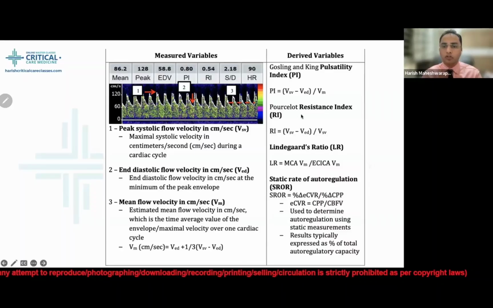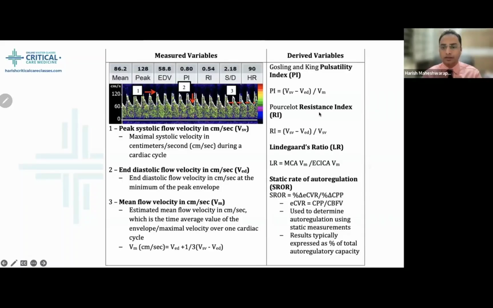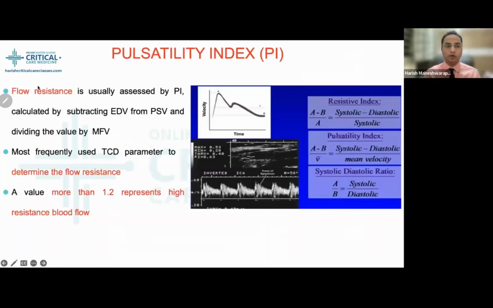Then we have something called Pourcelot resistance index. So the pulsatility index is the Gosling and King pulsatility index, and the Pourcelot resistance index is the peak systolic minus end diastolic divided by the peak systolic. Then we have the Lindegaard ratio, as I already told. Through the submandibular approach we can get the mean velocity of the extracranial part of the internal carotid artery. So the middle cerebral artery mean velocity divided by the extracranial internal carotid artery mean velocity, that we call the Lindegaard ratio. Somewhere 1 to 3 is the normal value of the Lindegaard ratio. So we'll go one by one.